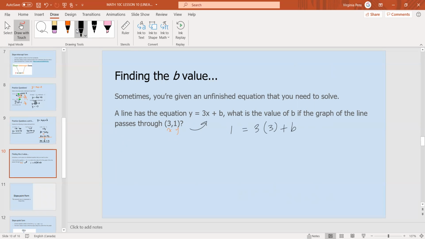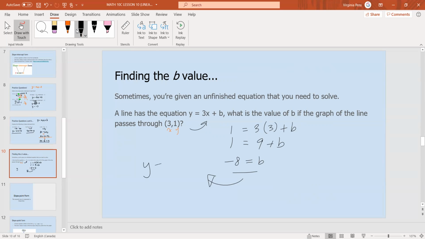Okay, so let's just do some algebra. Let's simplify everything first. So 3 times 3 is 9 plus b. So now we can bring the 9 over by subtracting from both sides, which will give us -8 is equal to b. But we're not finished yet because we actually still have to put this value into our equation. That's when we actually finish.